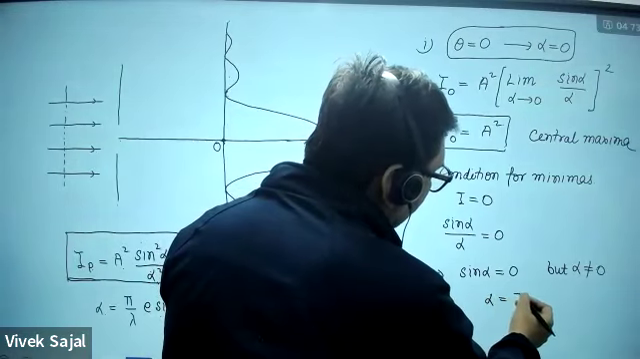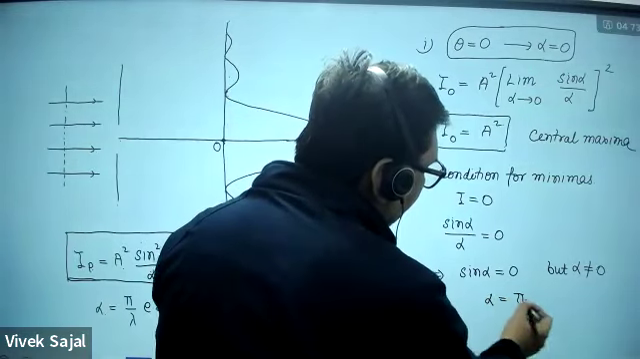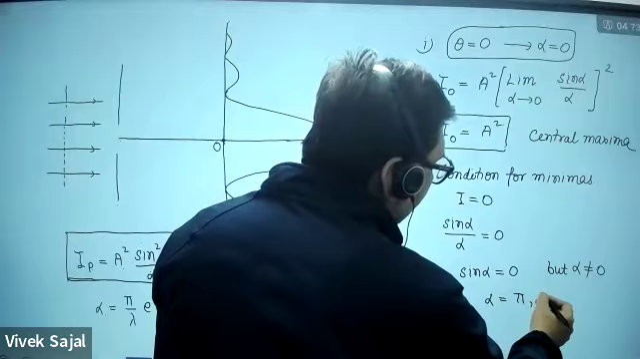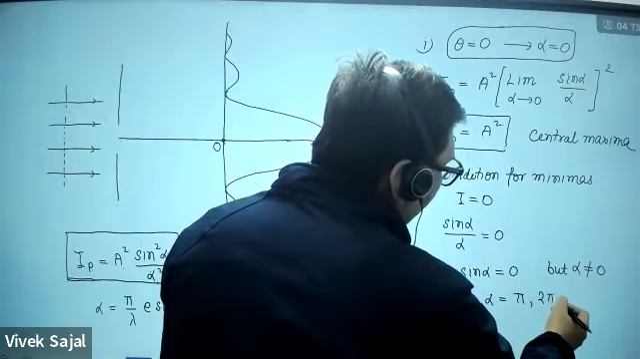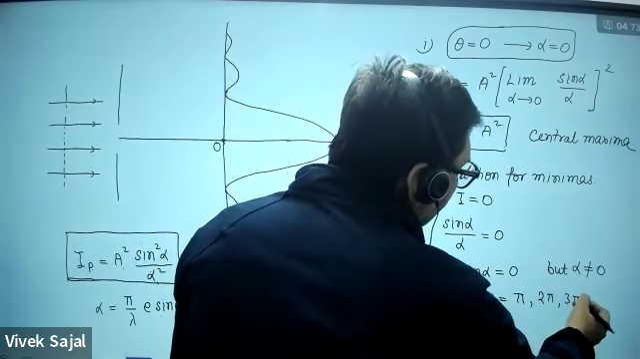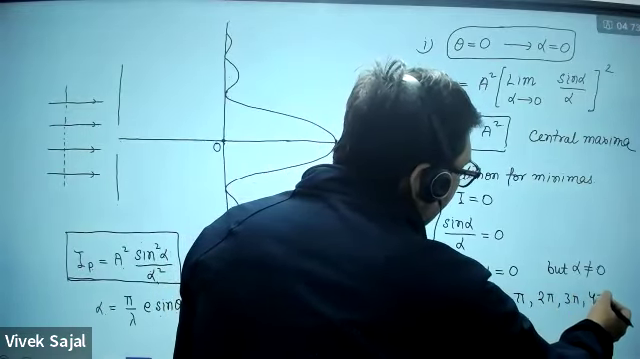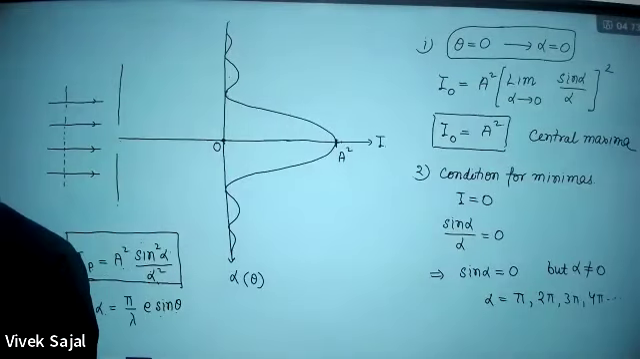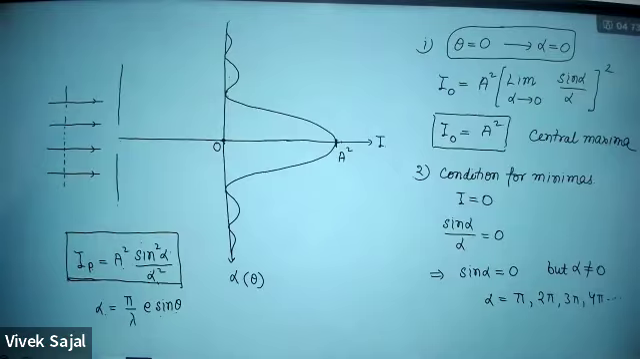So it will not be pi. It may be pi. It will not be 0. Try to understand, it will be pi, 2 pi, 3 pi, 4 pi. At all these values, ठीक है ना? At all these values, you are going to get a minima. So you will get minima at all these values.